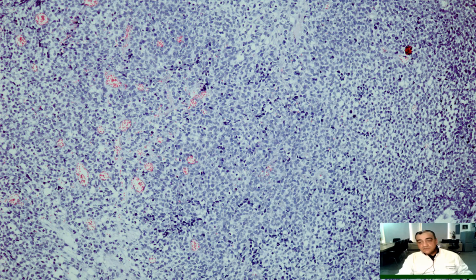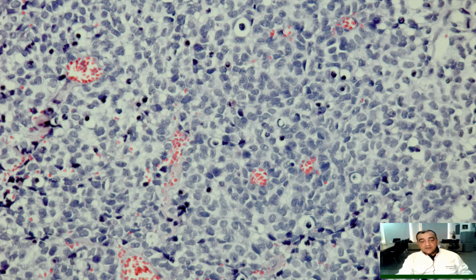This is also the case. Some clear cell changes in the cytoplasm of the tumor cells, which is not completely specific for rhabdomyosarcoma.